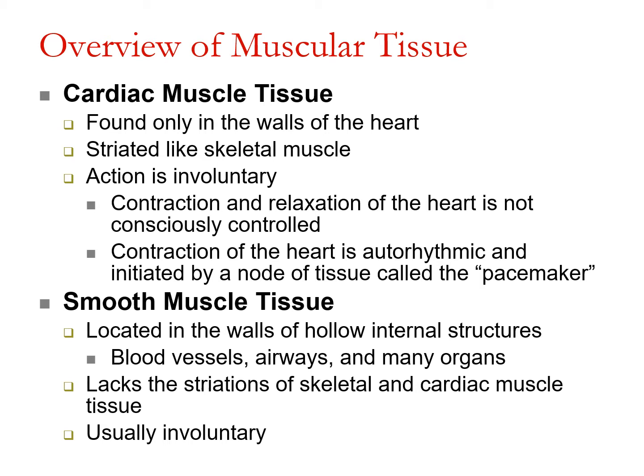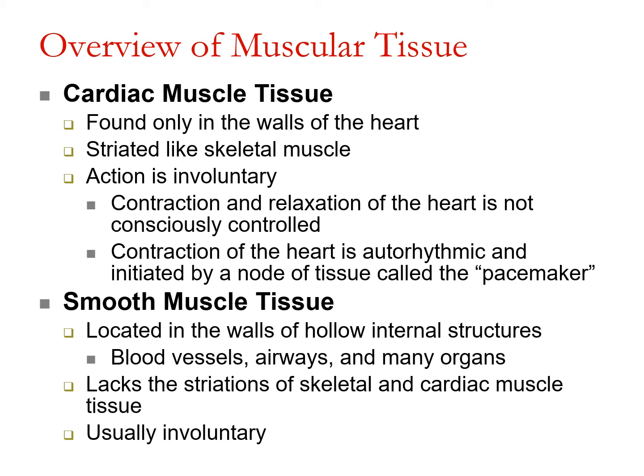That contraction is involuntary, so we do not control it. However, there are specialized cells in the heart that create autorhythmic contraction. So like your diaphragm, the muscles of the heart contract rhythmically, and that is initiated from a node of special tissue called the pacemaker located in the right atrium of your heart.